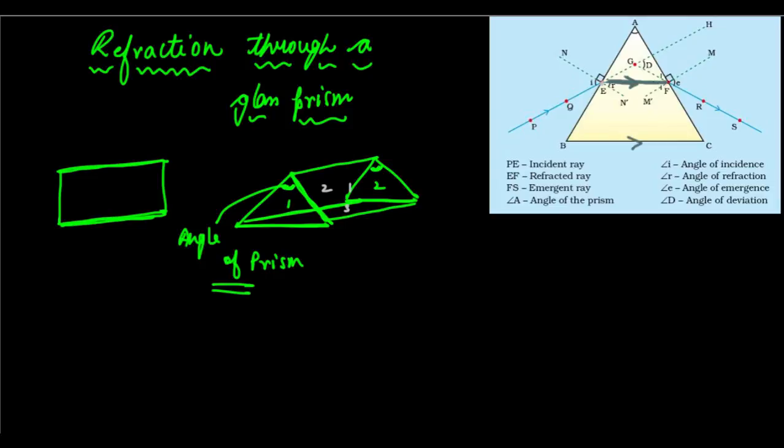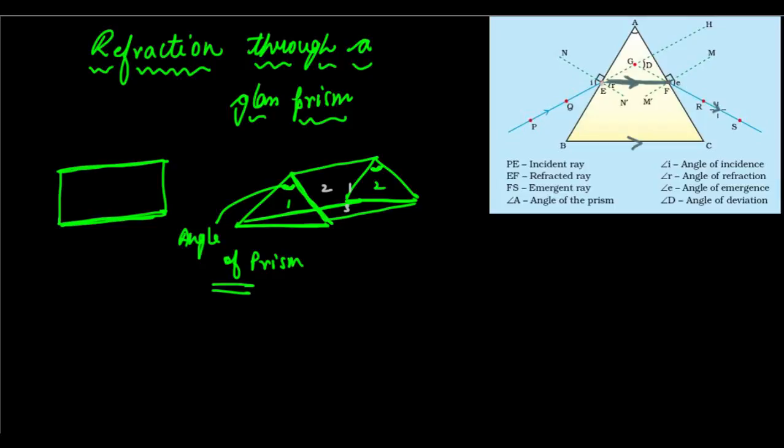Then finally it strikes the other surface of the prism at, suppose, some point F. At F, if you draw a normal MM dash, it is again going to move from glass to air. So it's moving from a denser medium to a rarer medium. Hence it is going to emerge away from the normal. And this is going to be the angle of emergence. So angle of incidence, angle of refraction, angle of emergence, right? So it's going to emerge like this.